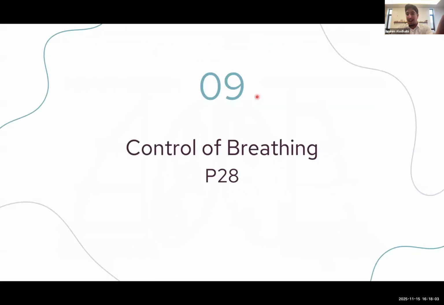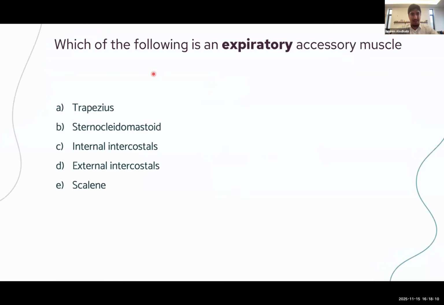All right, next. I think this is our last question. We're breezing through these. So this is control of breathing. Which of the following is an expiratory accessory muscle? I had to throw this in here. It's just a recall question, but it's a question that I think I would have gotten wrong in first year. So I needed to keep it in.